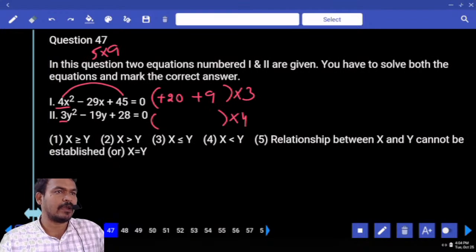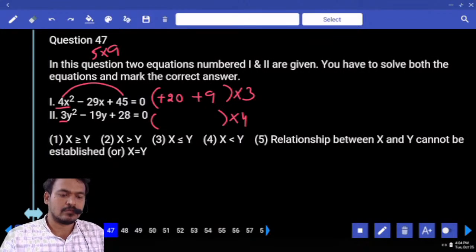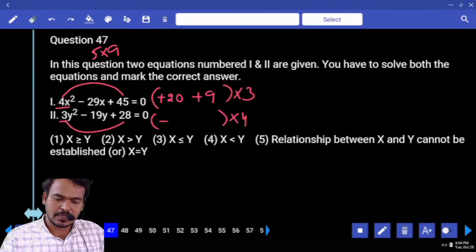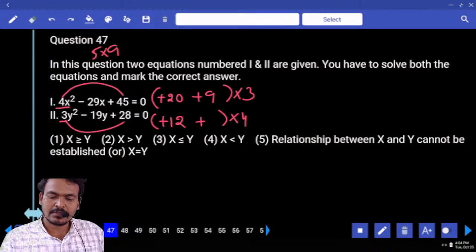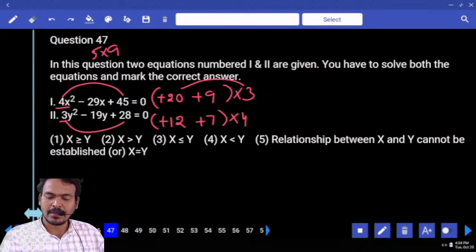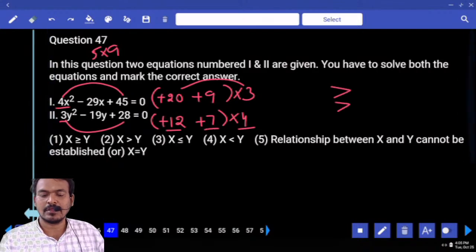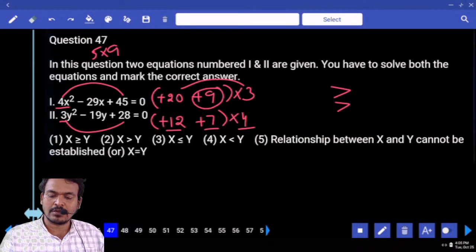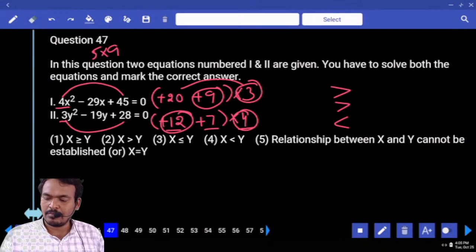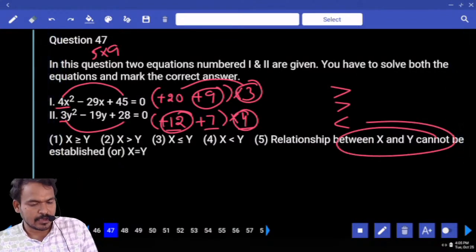Then directly I write the final roots or the initial roots? Final roots. Second one, 3 into 28, actually 7 into 4. 3 fours are 12 into 7. One is plus 12, another is plus 7. 20 into 3 is how much? 60. 60 compared to 12 into 4 and 7 into 4, greater or lesser? Greater. But 9 into 3 is 27. That 27 compared to 12 into 4 is a lesser value. Then the answer cannot be determined, or cannot be established.